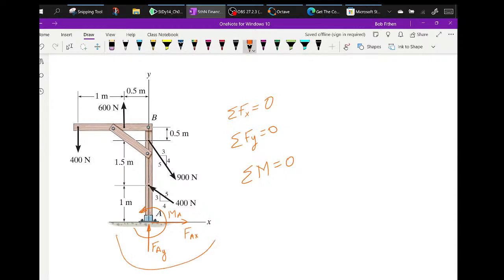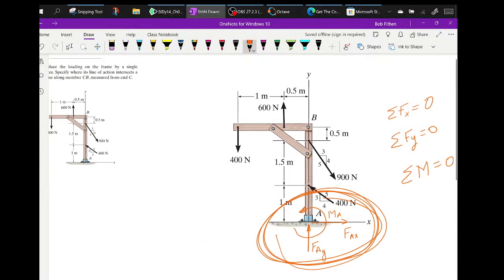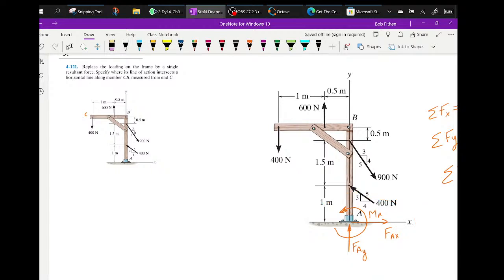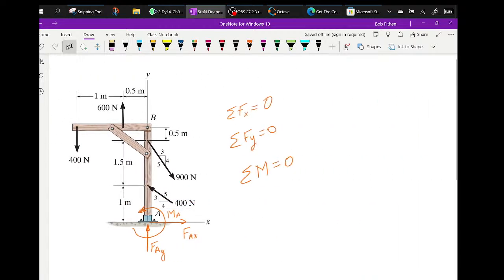So I know the ground, I'm going to make the assumption the ground does this to it. Now once I get done, yes, I'm going to take this back and do this to it, but for the time being, I'm going to start here.